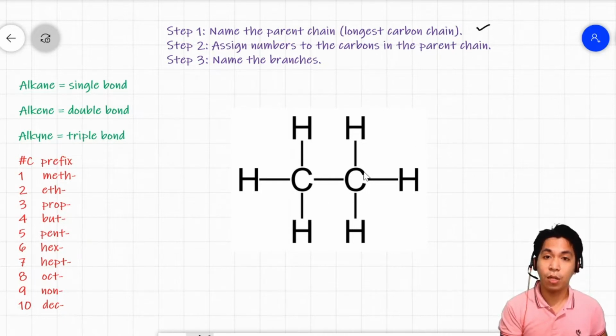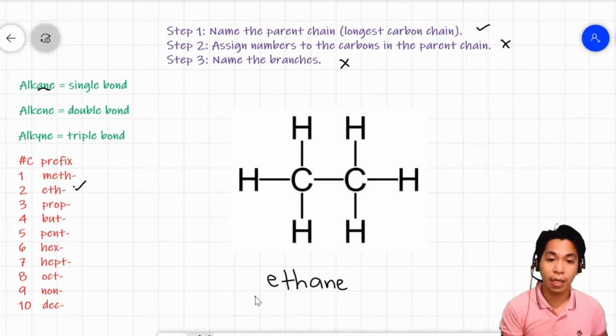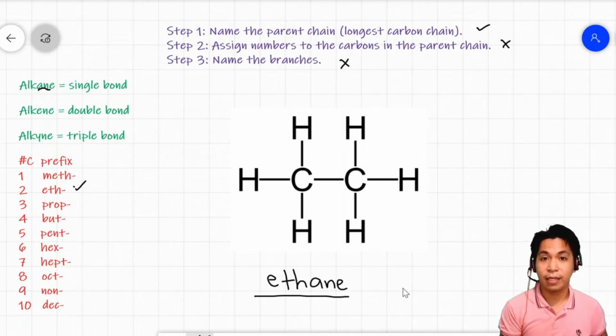Our example here has two carbon atoms linked together, which makes the entire molecule the parent chain. If the entire molecule is the parent chain, no need to proceed with step 2 and step number 3. So let's name the compound. Our compound has only single bonds, making it an alkane, so we will use the suffix ane. Now there are two carbon atoms in our compound, so we will use the prefix eth. Since the prefix is eth and the suffix is ane, the compound has the name ethane. Ethane is a gas used to make plastics, while the previous example, methane, is a natural gas.